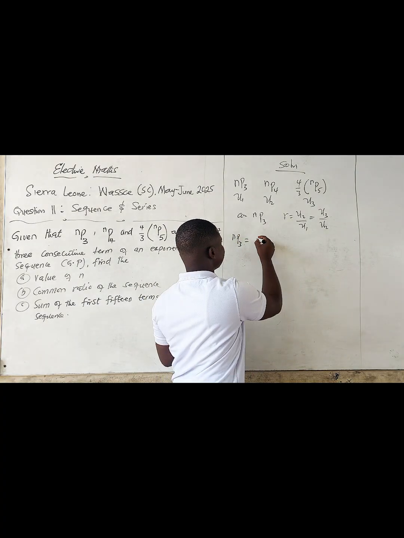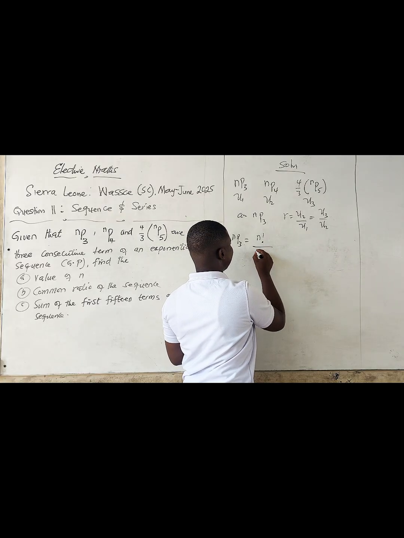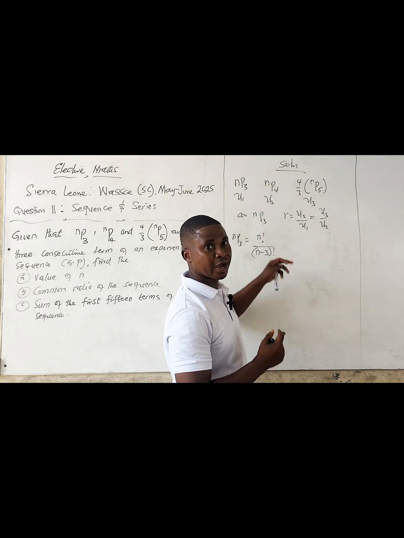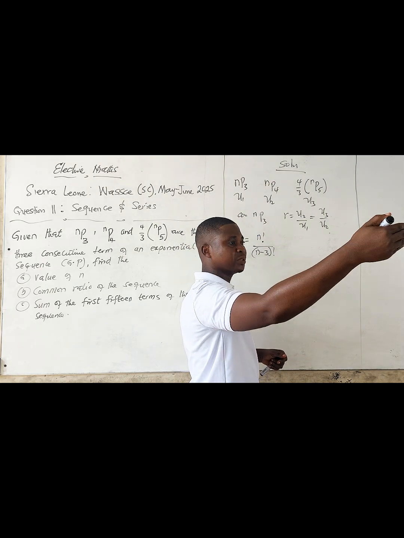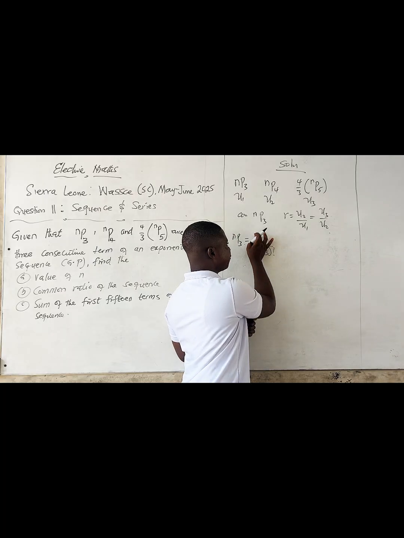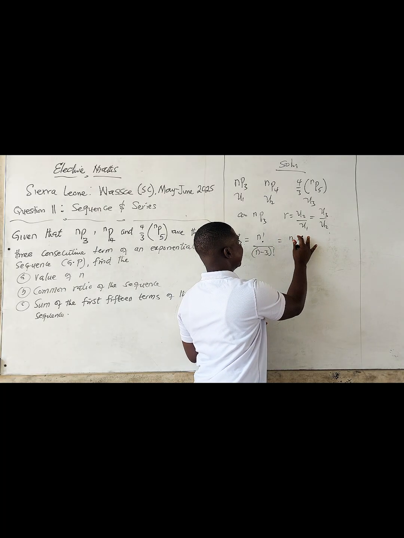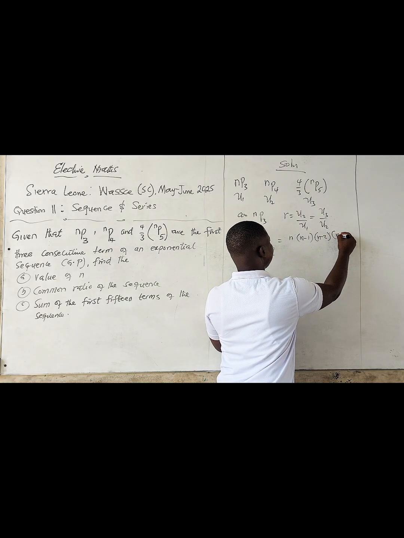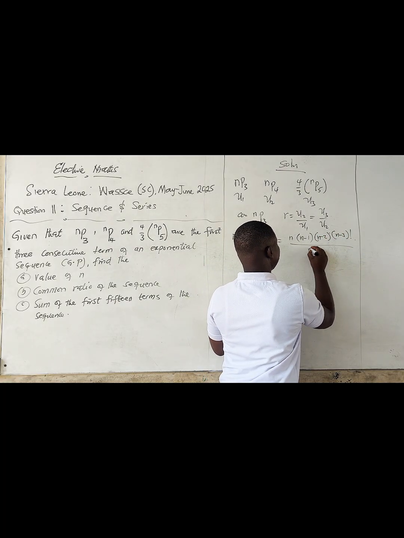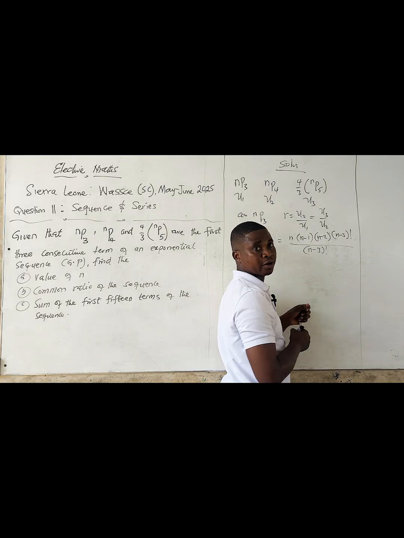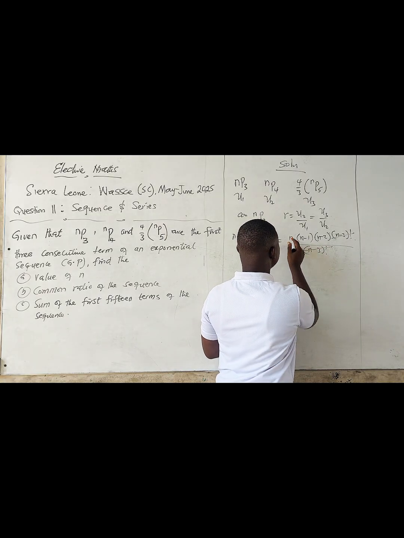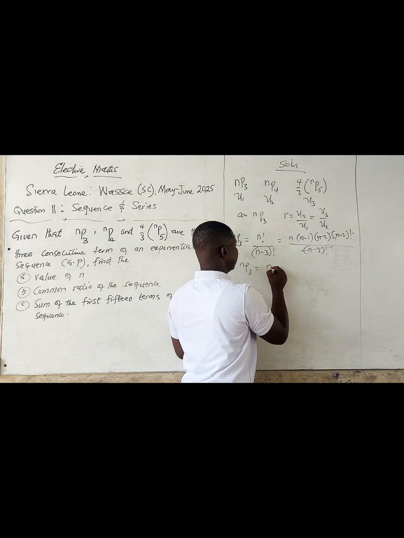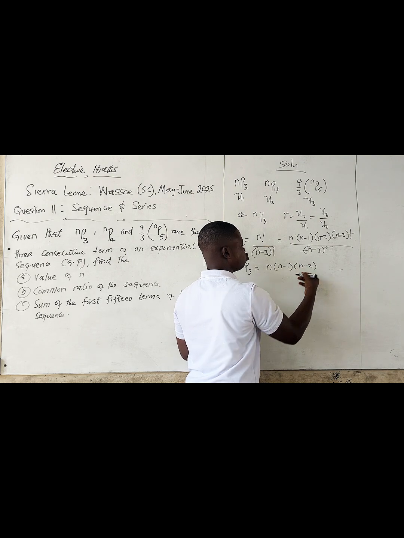nP3 is the same as n factorial over (n minus 3) factorial. With n factorial, when you talk of factorial, it means you're reducing the values until you get 1. So n factorial can be written as n times (n minus 1), (n minus 2), (n minus 3) factorial, all over (n minus 3) factorial. So this will cancel that, and nP3 gives us n(n minus 1)(n minus 2).